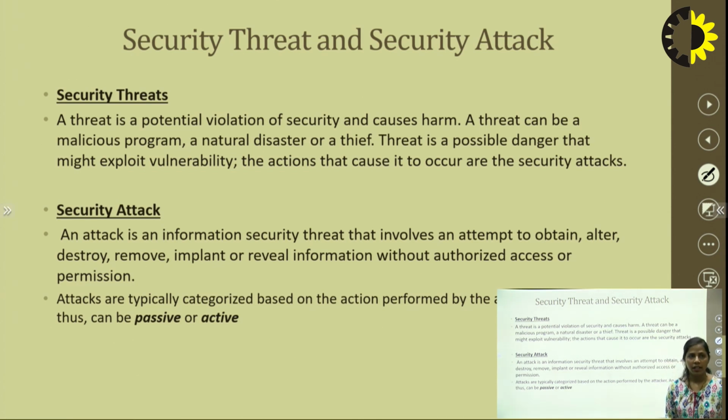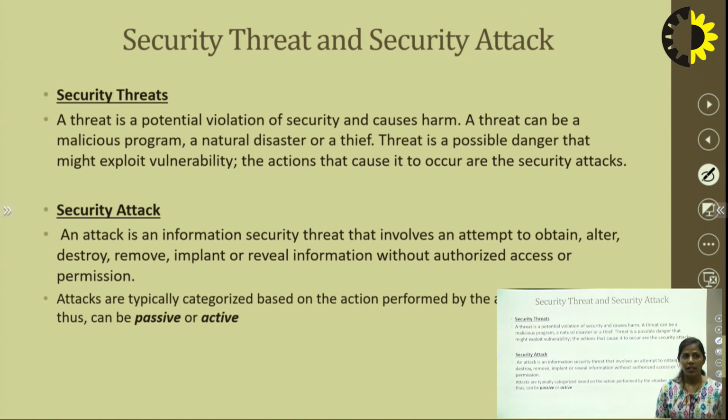What is a security attack? Have you heard about the term? I hope you have heard about the term attack. An attack is one in which someone tries to obtain or destroy some particular information. So an attack can be an information security threat. It means the person tries to access particular data or information without accessibility, without permission.